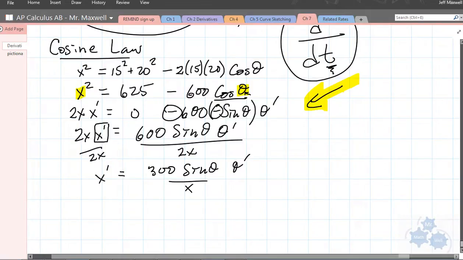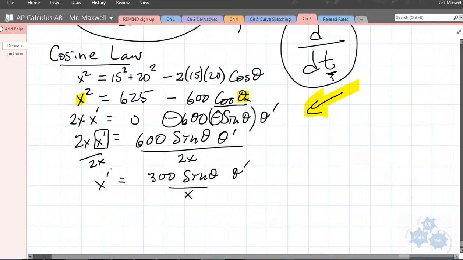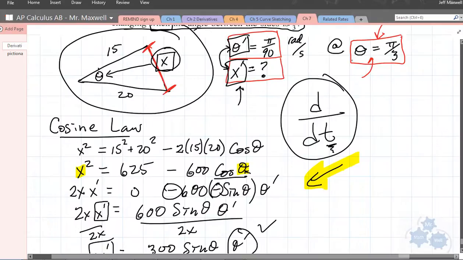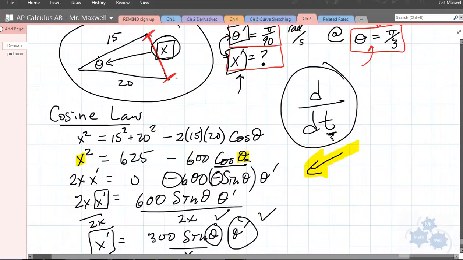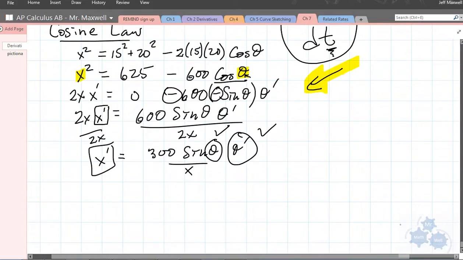Now, a couple things we want to pay attention to here. This is what I'm trying to find. Awesome. This I'm given. Good. And theta, look up here, theta I'm given. Good. One small problem is, yeah, I don't know what x is. And in order to evaluate this x prime, I need all three of these things. I need to know what x is. So don't be alarmed.